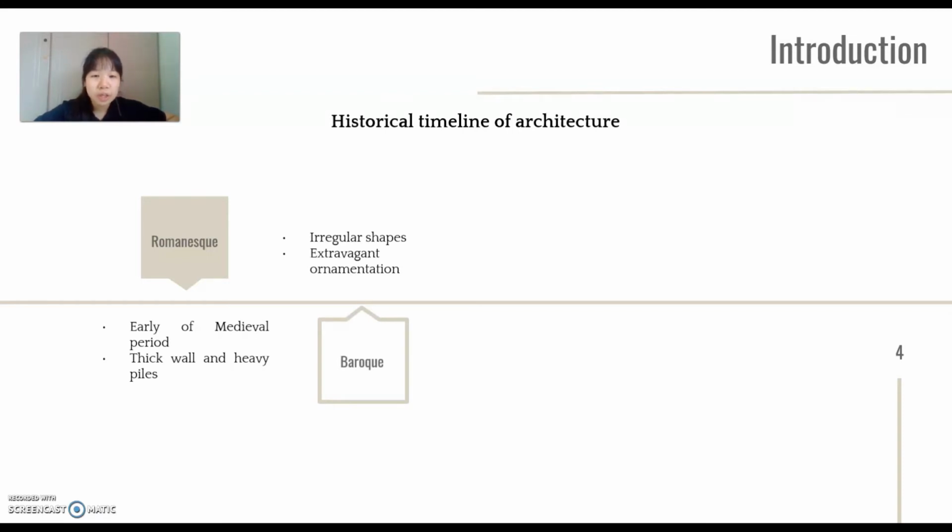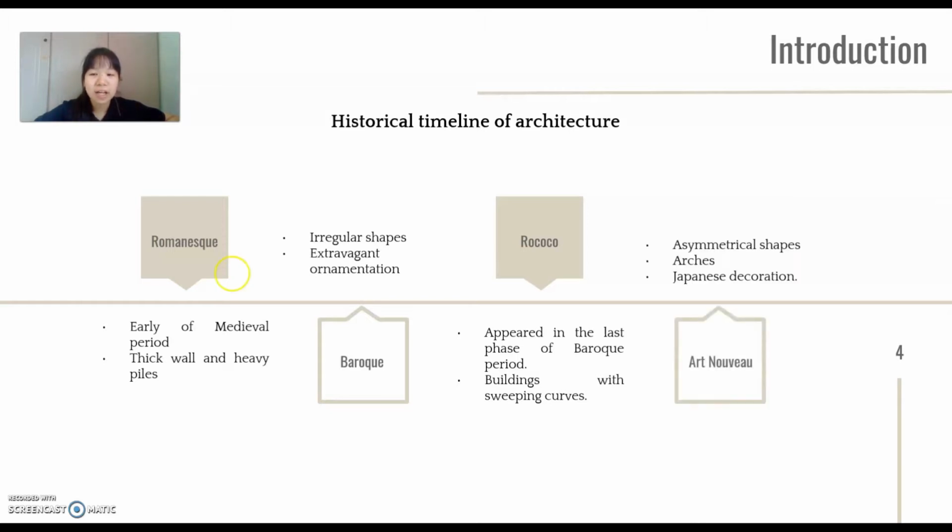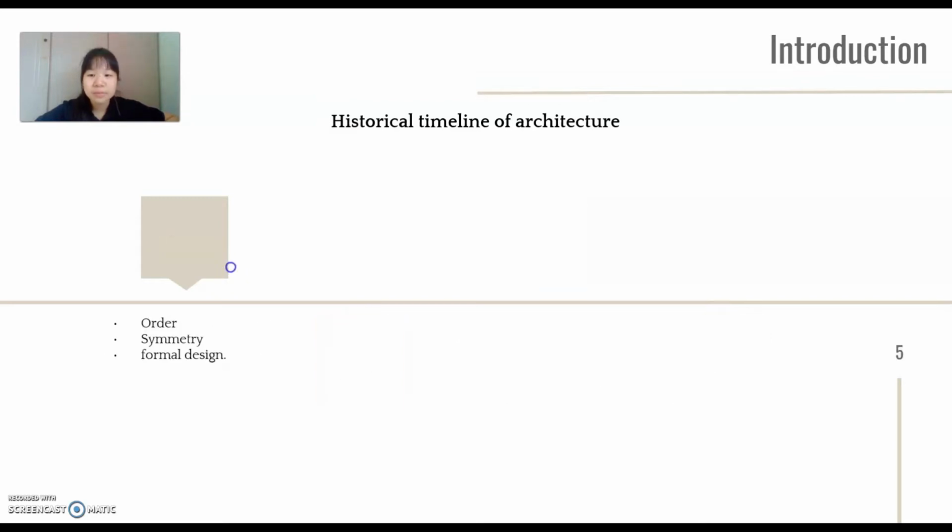The design of church is dramatic, which includes irregular shape and extravagant ornamentation. The Rococo style appeared in the last phase of the Baroque period. There are sweeping curves involved in the building design. Next is Art Nouveau. The buildings were constructed in a schematic shape, with arches and Japanese decoration. The timeline is followed by Baroque art. With this design, buildings have some characteristics that can be highlighted, which are order, symmetry, and a formal design.